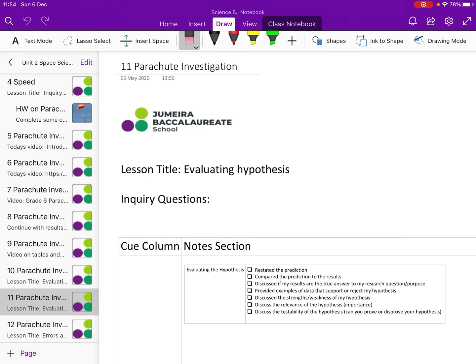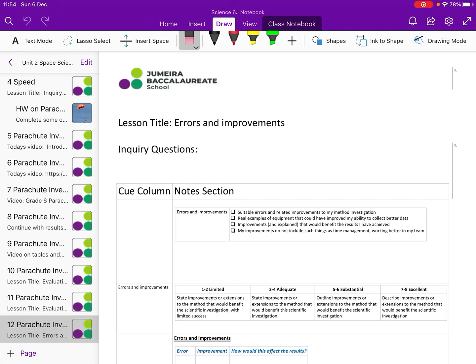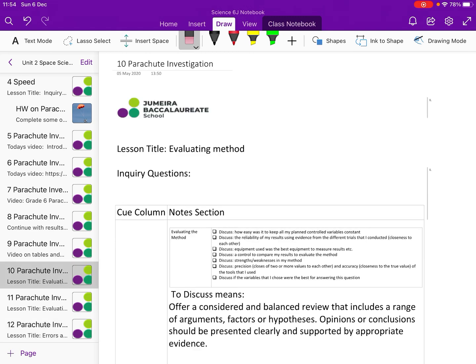Linked to those two, you're gonna evaluate, which means you're gonna say the good things and the bad things and come to a bit of a conclusion. Obviously, those bad things are things that didn't go so well for your experiment. You can talk about how you could improve them. So the last video is going to be on errors and improvement. So that's looking at things that go wrong and how you're going to correct it.